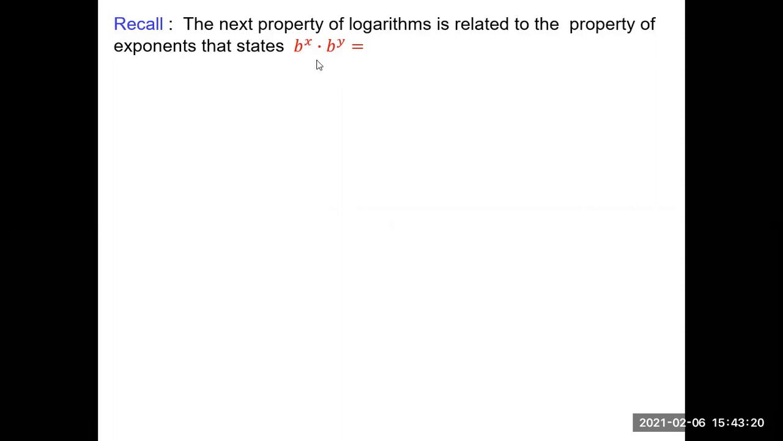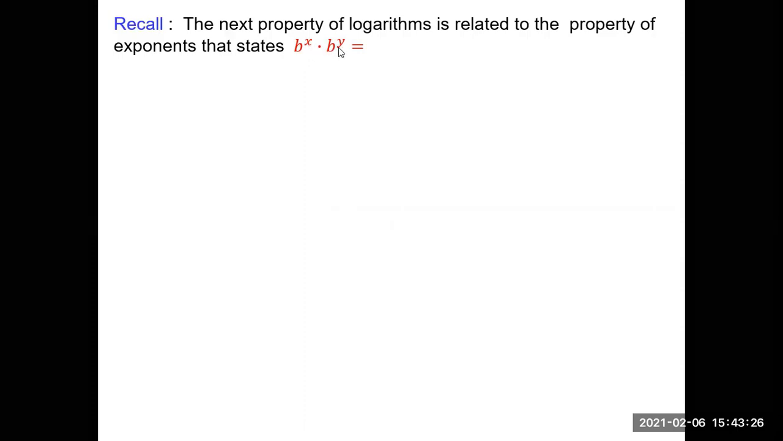And this first one is going to relate to the property that says b to the power of x times b to the power of y is equal to b to the power of their sum. So we know that this is a property of exponents that allows us to say when I'm multiplying 2 exponentials with the same base, I can add the exponents.